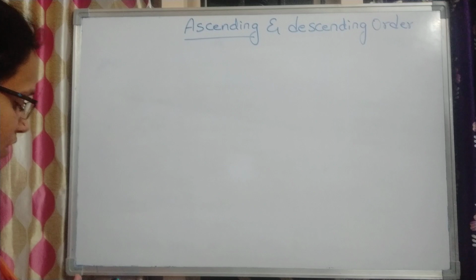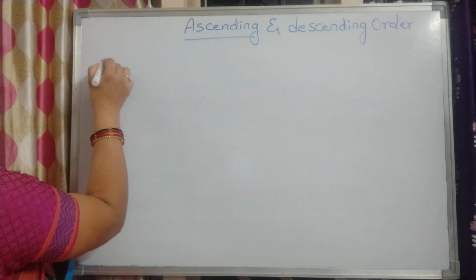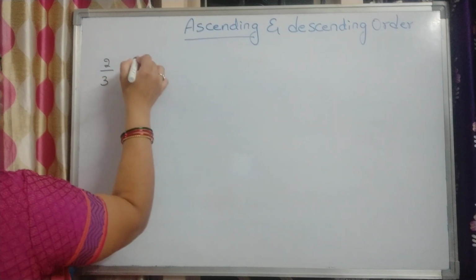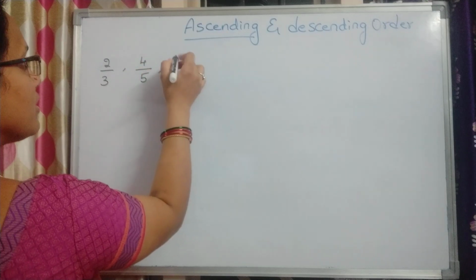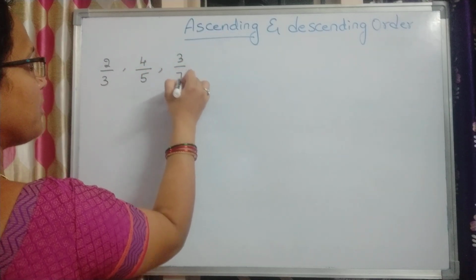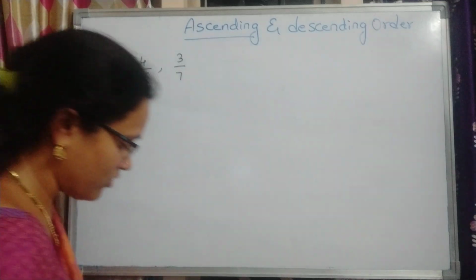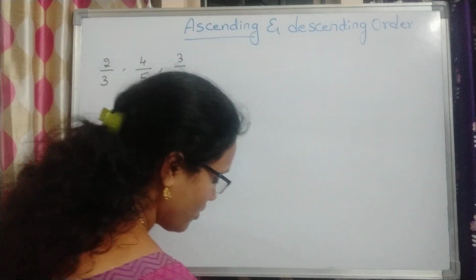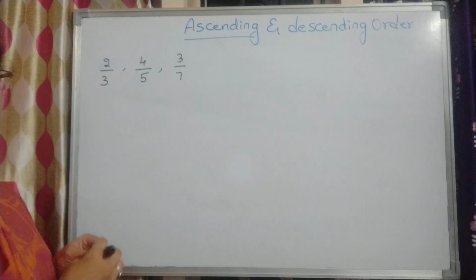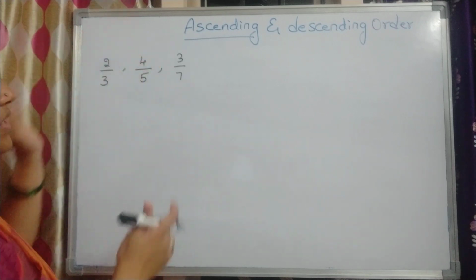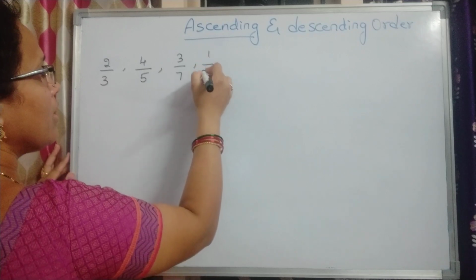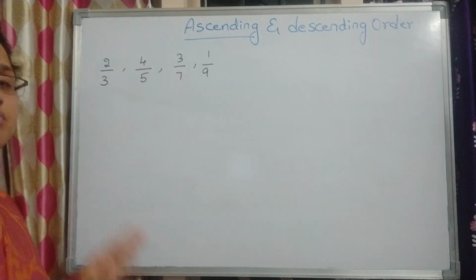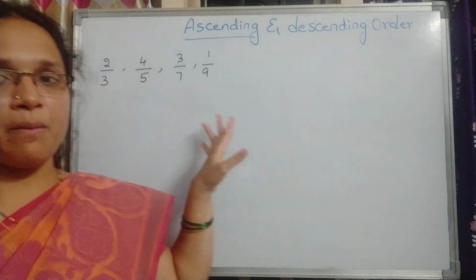Okay, let me take one example. 2 by 3, 4 by 5, 3 by 7. So suppose I have taken three numbers. You can take another number also, there is no issue. 1 by 9, suppose. Okay, is that clear? So there are 4 numbers here.